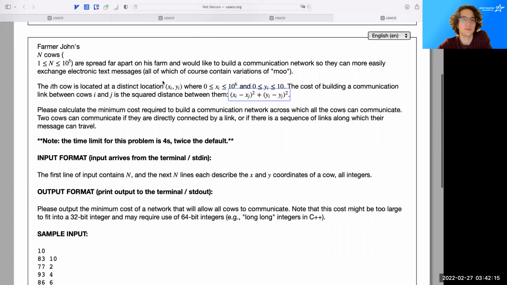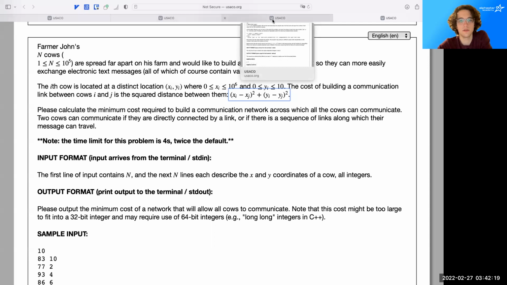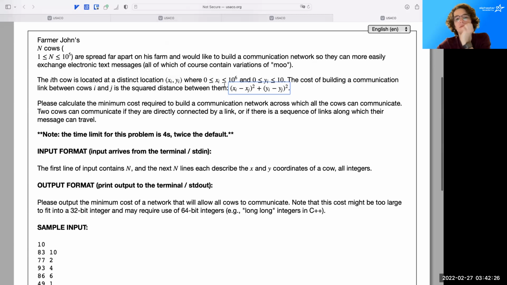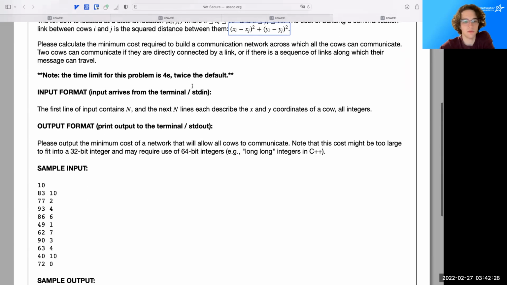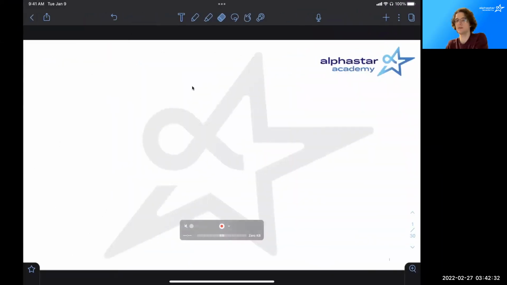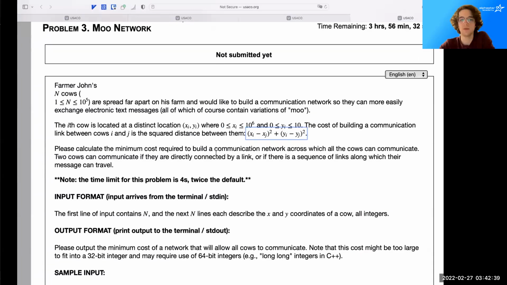Okay, so those are the 3 problems. Number 1, it's not obvious to me how to solve. Number 2, I guess, what's the constraint here that makes this a minimum spanning tree? Okay, I think I'm going to think about the 3rd one first. So what is the name of this problem? Moo Network.